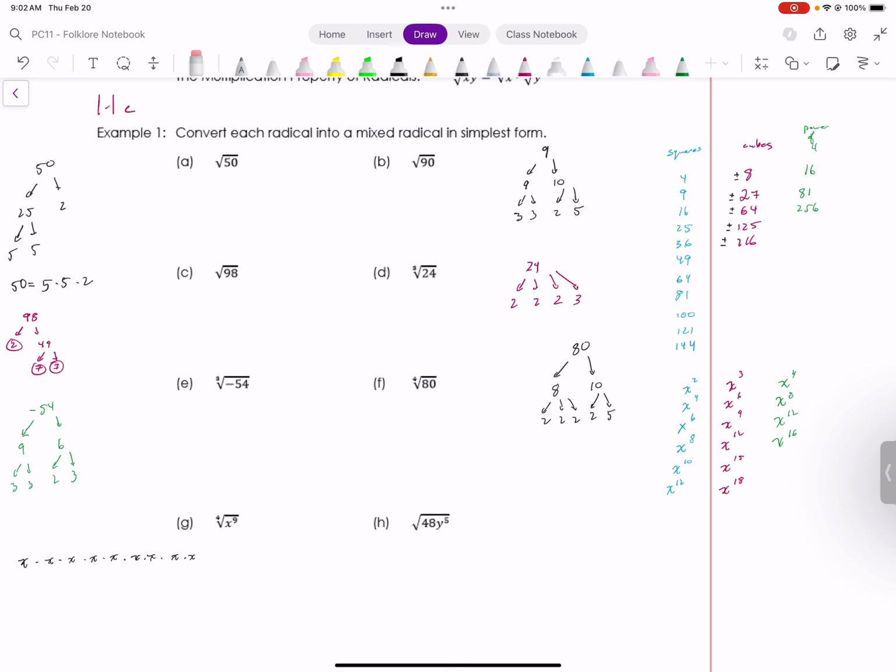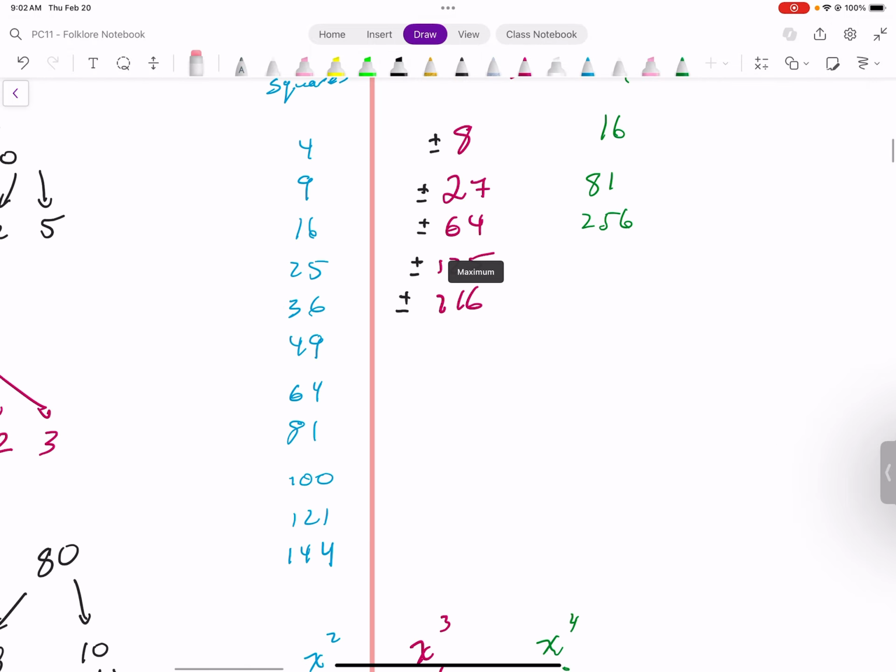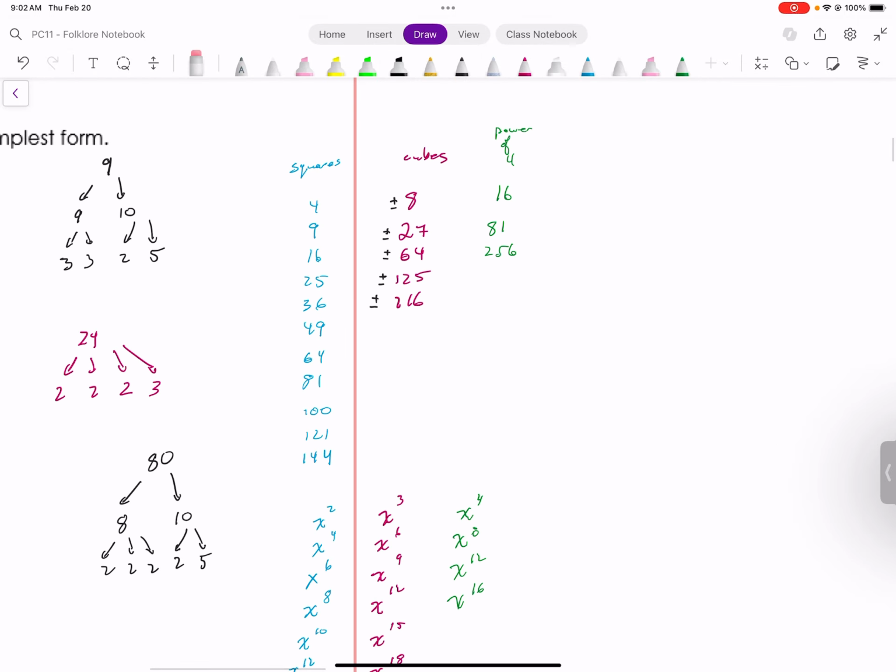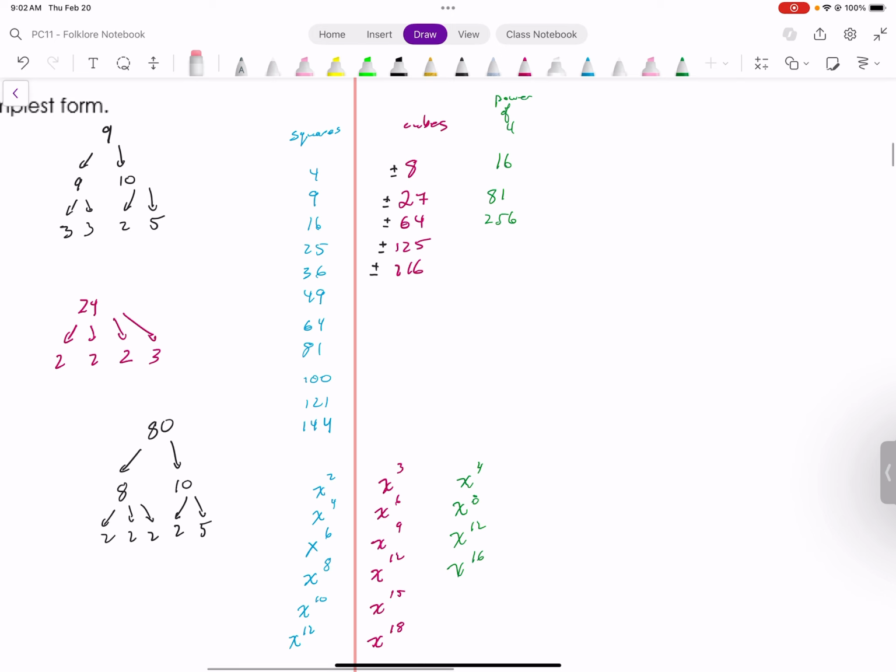What's really important in one method is that you have a good command of perfect squares, perfect cubes, and perfect powers of 4. In my columns, I have perfect squares, perfect cubes, and perfect powers of 4. Those are the numeric ones, and for variables, I've also tried to list these algebraically. You should have these at the top of your head. If you don't, we're going to have to use another method.